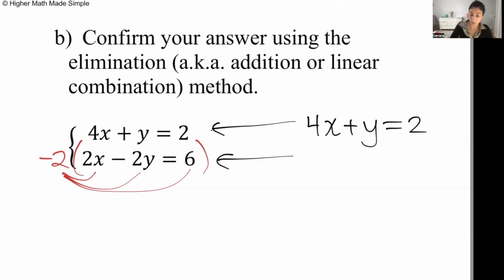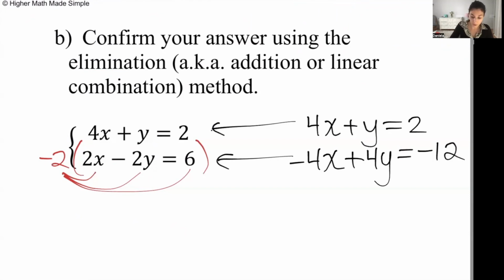This one, however, is going to be changing. We're not changing the value. We're just distributing the same number to everything, so we're not actually changing the value. So we end up getting a negative times a negative, so that would be positive. And then -2 times 6 is going to give us -12.